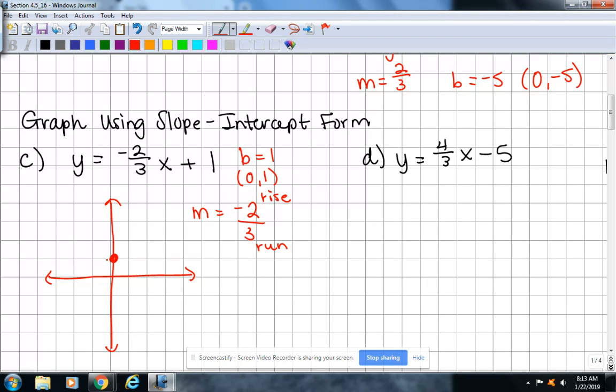And where does my rise tell me to go? Negative 2 means down 2. And then we run which direction? To the right, how many? 1, 2, 3. Always run right so your graph won't be wrong.